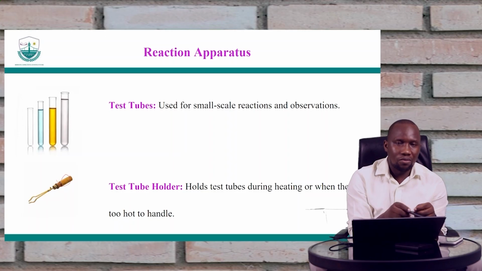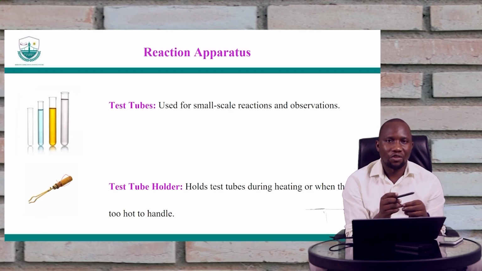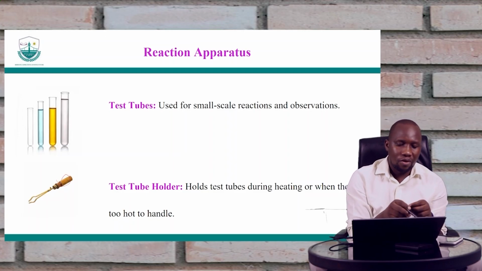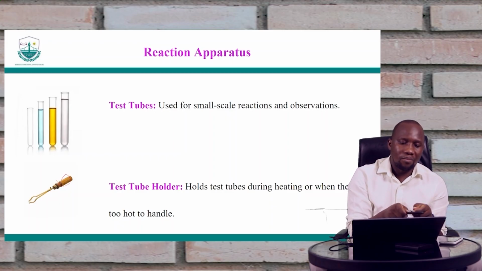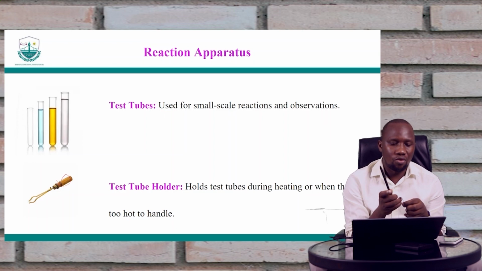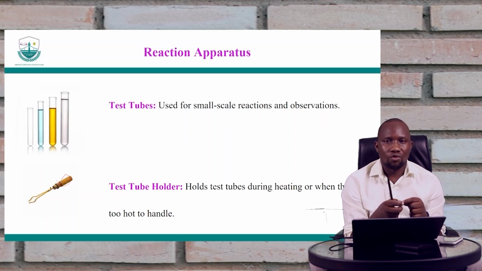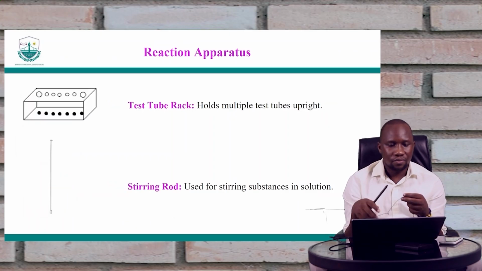This is wood. Wood is a bad conductor of heat. Therefore, you can hold it and then place the test tube on a source of heat. Okay, so that's the test tube holder.